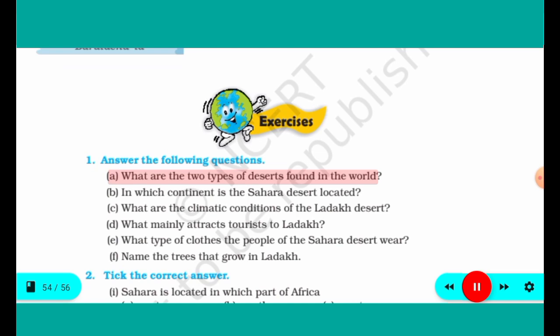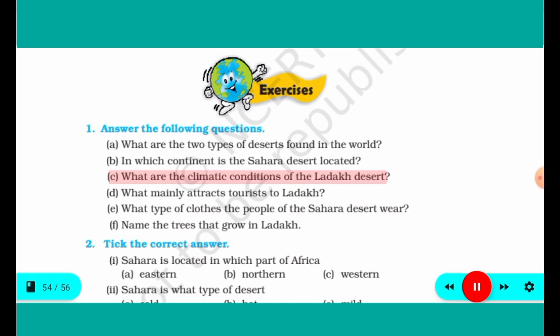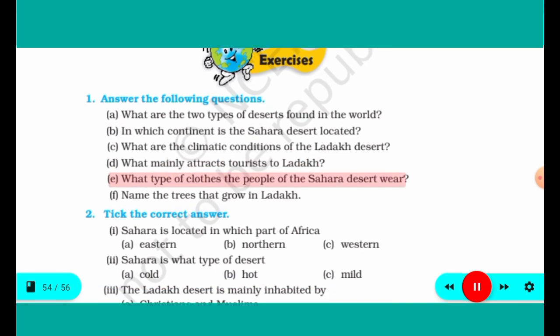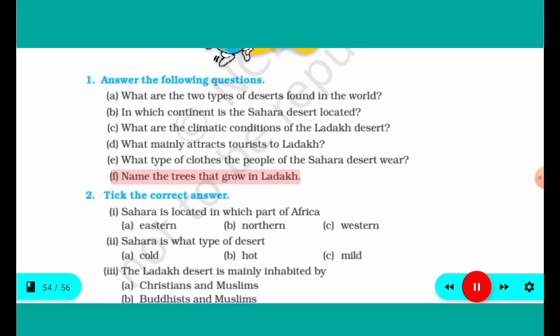1. Answer the following questions. A. What are the 2 types of deserts found in the world? B. In which continent is the Sahara Desert located? C. What are the climatic conditions of the Ladakh Desert? D. What mainly attracts tourists to Ladakh? E. What type of clothes do the people of the Sahara Desert wear? F. Name the trees that grow in Ladakh.